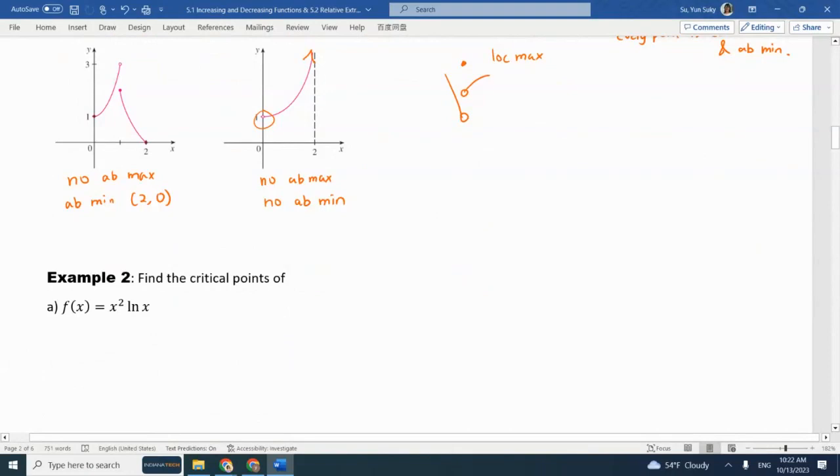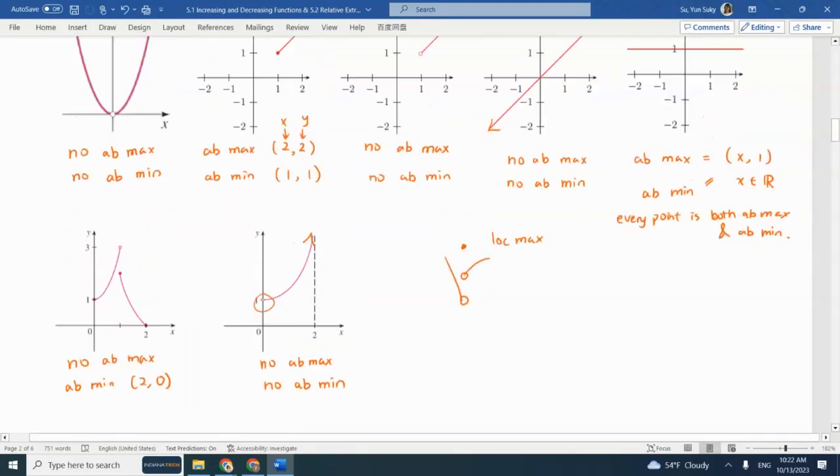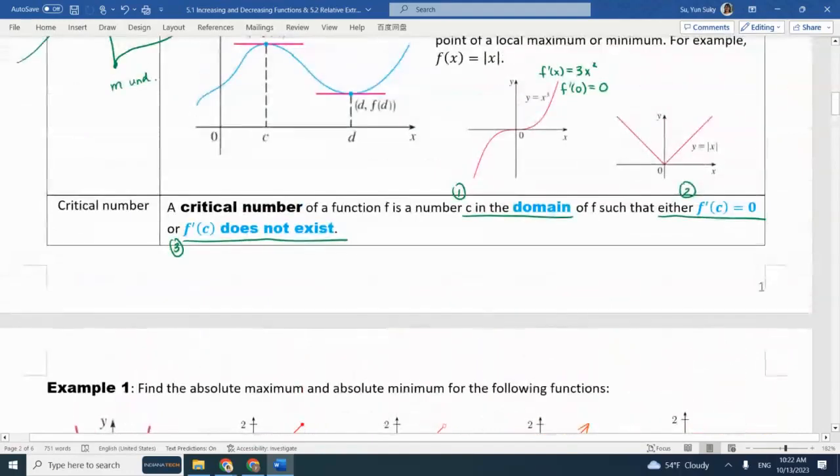Now, critical points. Find the critical points of the following function. A critical point has 3 things. It is in the domain, so you need to know what the domain is. And then either the derivative is 0 or the derivative does not exist. Remember those 3 things.